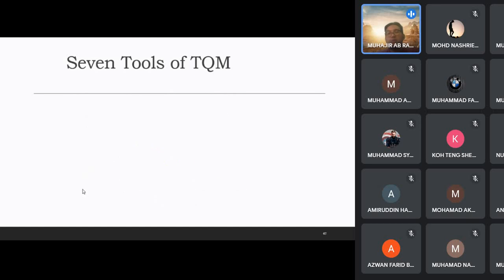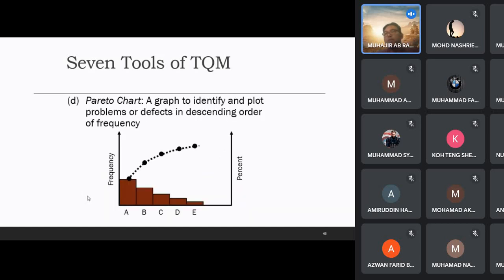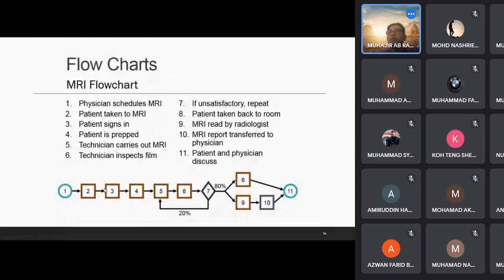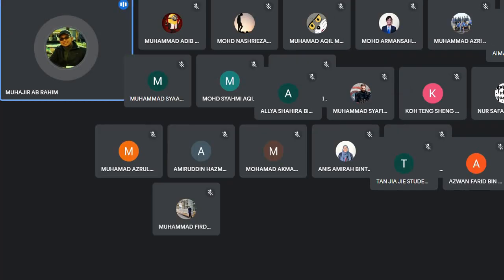You need to use these tools so that you can generate ideas and understand the problem. These tools can help you to improve the production and quality. Okay, that's all for today.